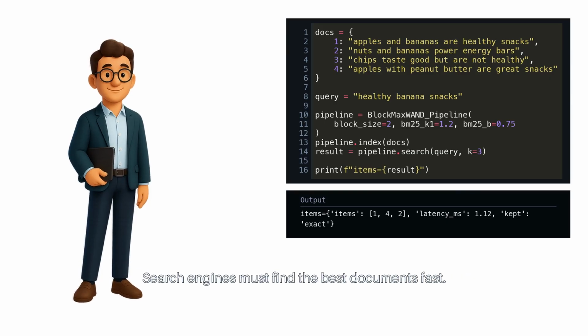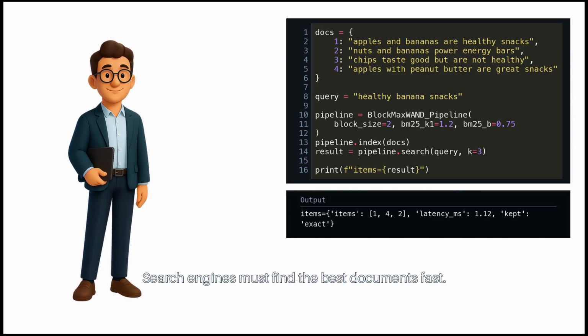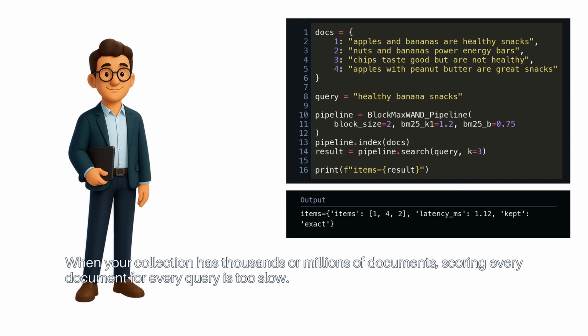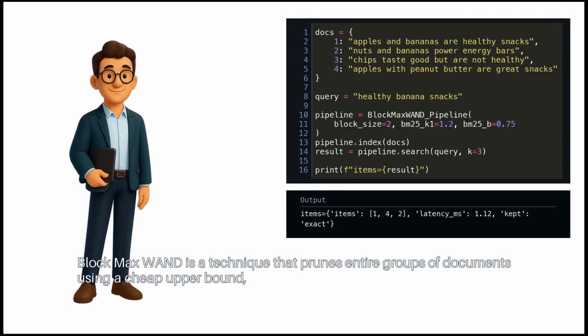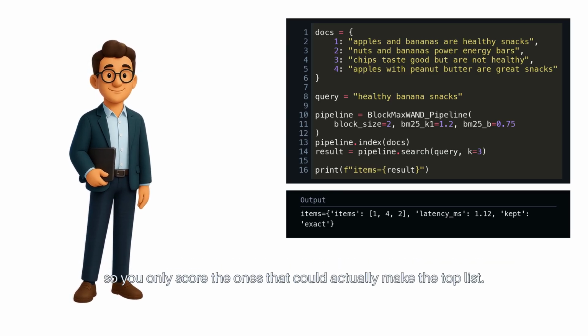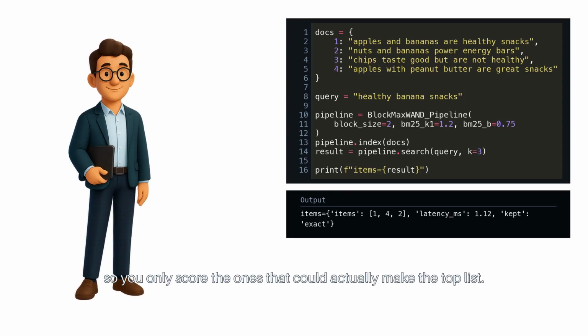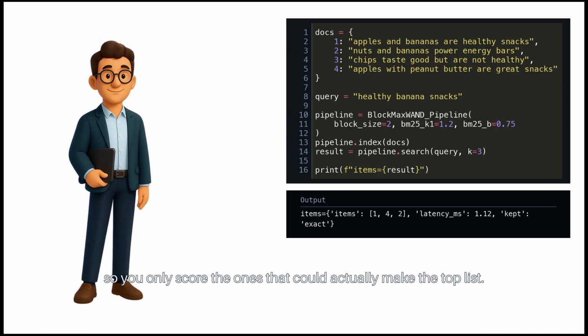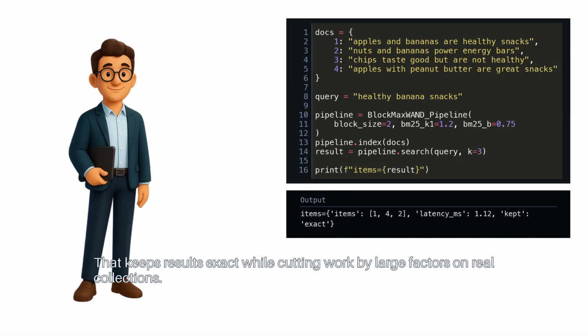Search engines must find the best documents fast. When your collection has thousands or millions of documents, scoring every document for every query is too slow. Block Max Wand is a technique that prunes entire groups of documents using a cheap upper bound, so you only score the ones that could actually make the top list. That keeps results exact, while cutting work by large factors on real collections.